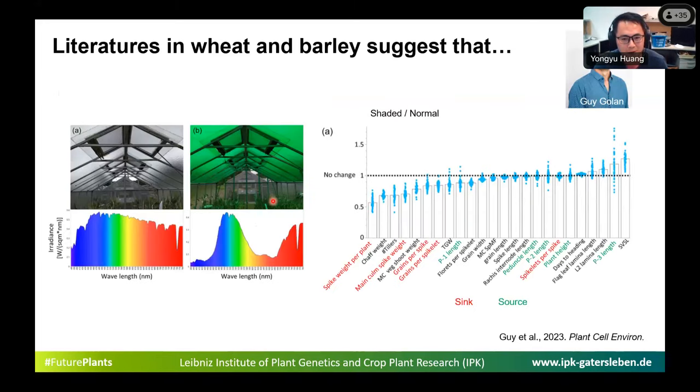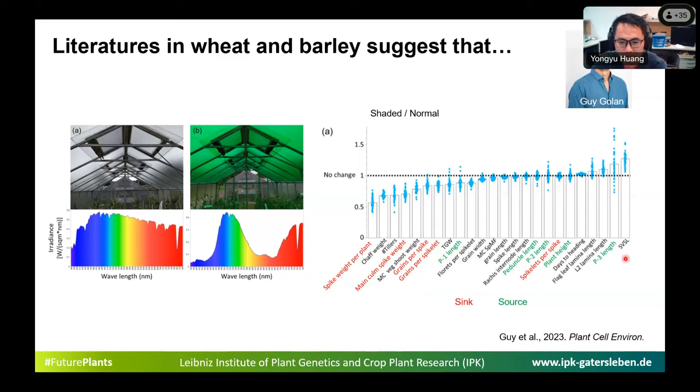Another piece of research is coming from Thorsten's lab. This was done by one of our postdocs called Guy. What he did is grow a set of wheat near-isogenic line populations in two contrasting environments, one in normal condition, and one with green filters, which is called simulated canopy shade. He collected a set of vegetative and reproductive traits in both conditions and normalized them, dividing the phenotypes by the normal conditions. Here, in green color, I highlight some traits of interest. With green color, I term these as source tissues, like peduncle length and plant height, and red color is related to the sink tissues.